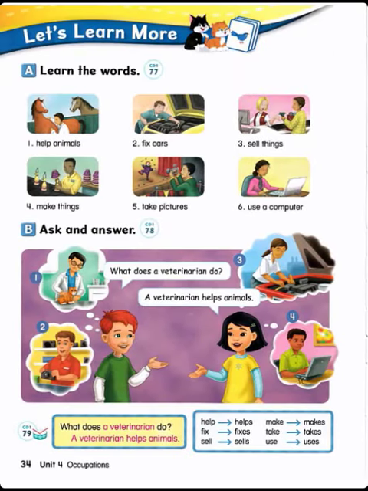Page 34. Let's learn more. A. Learn the words. Number 1. Help animals. Number 2. Fix cars. Number 3. Sell things. Number 4. Make things. Number 5. Take pictures. Number 6. Use a computer.